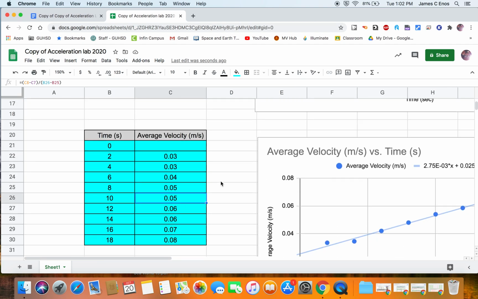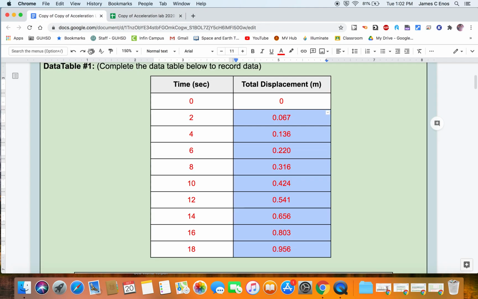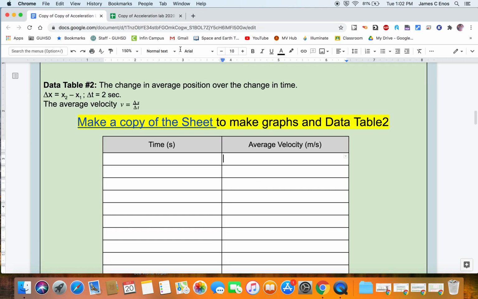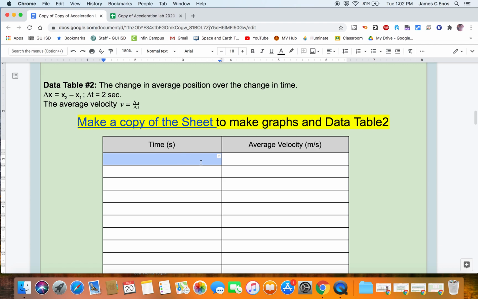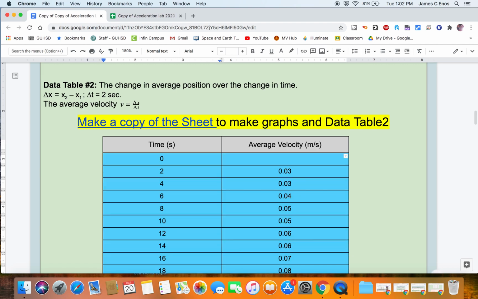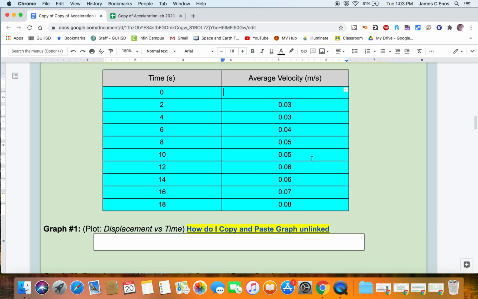So we need to do two things. Copy our data table, and then you paste it in over here. I'm going to attempt one more time, and then it will do it for us. Control C and Control V, and now you have your velocity data as well.